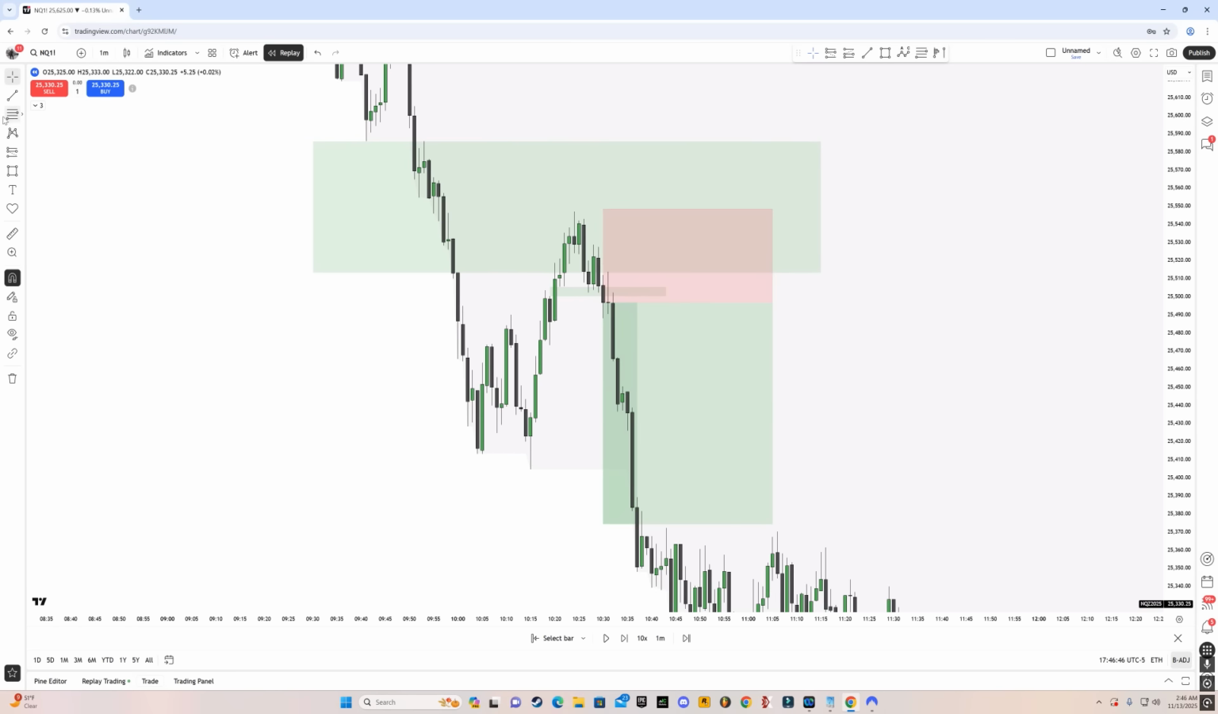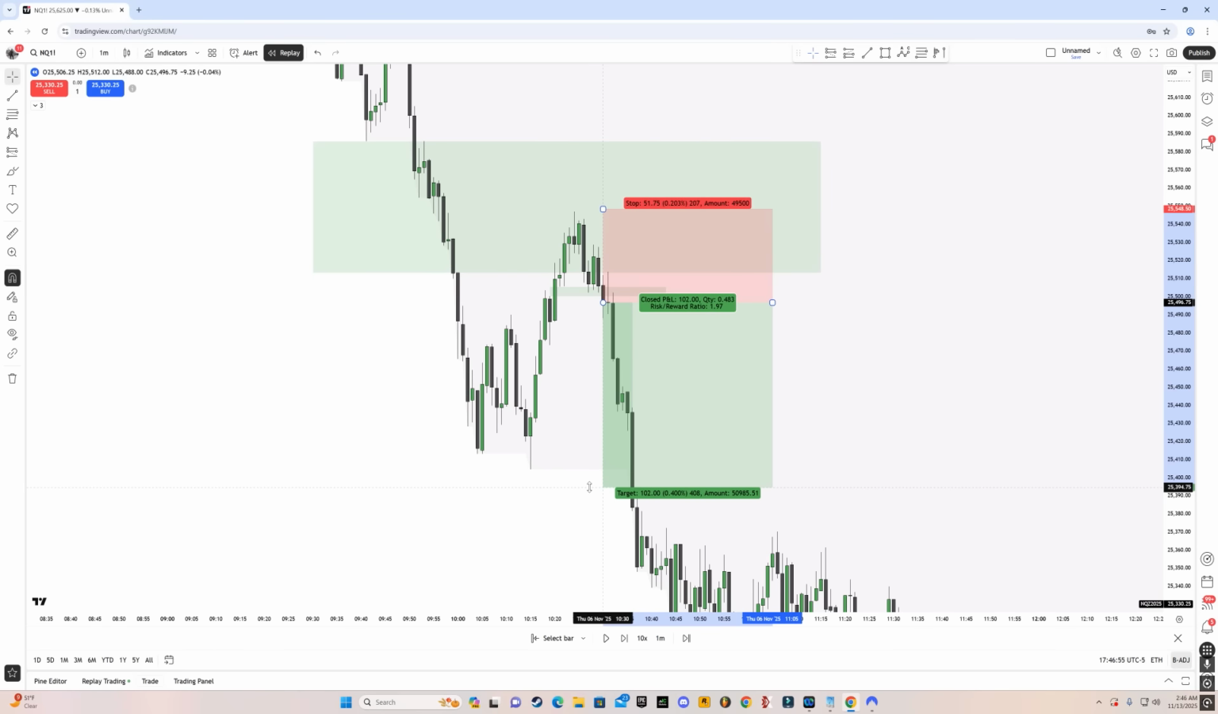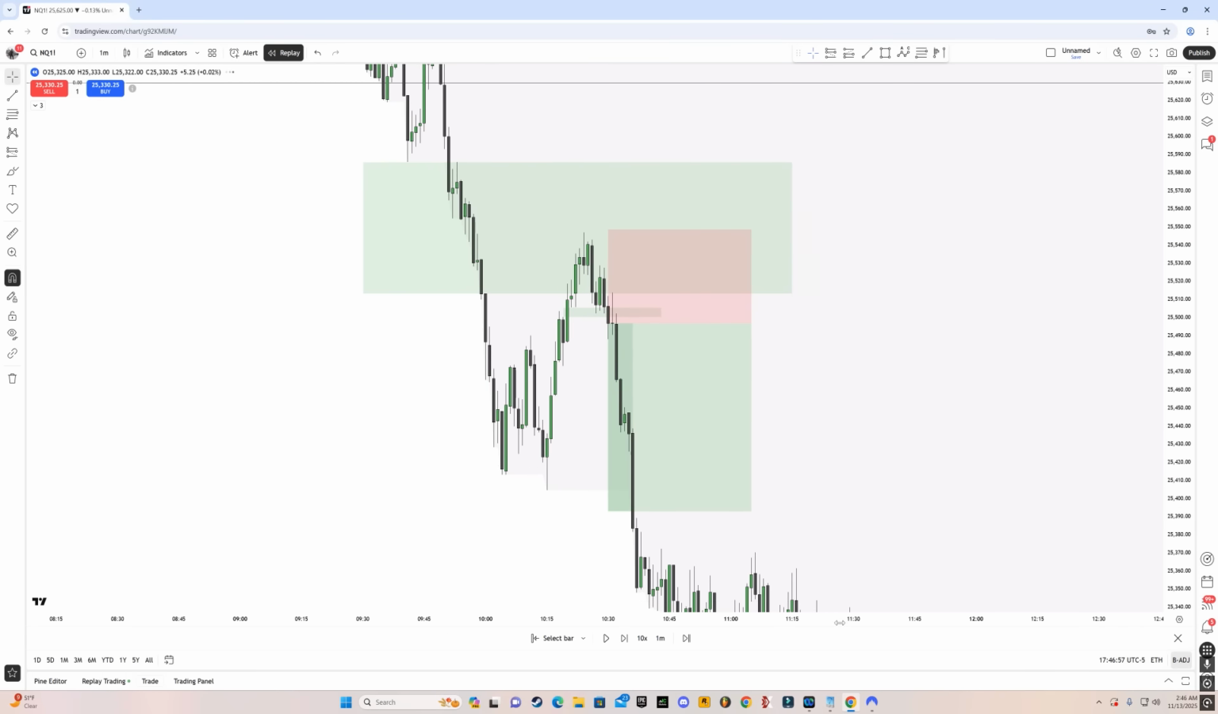And then again, we can use standard deviation for our targets. So the -2 is perfectly aligning with this low over here. So I would personally just target this low, even go for 1 to 2. 1 to 2 is minimum with this strategy.